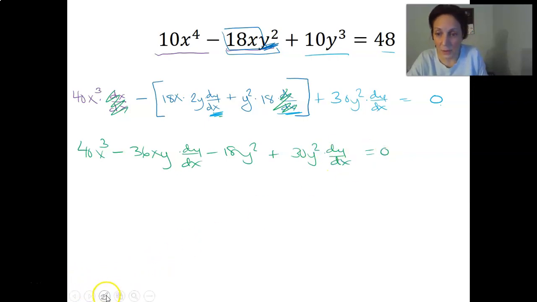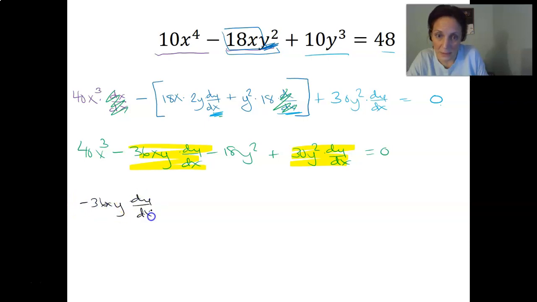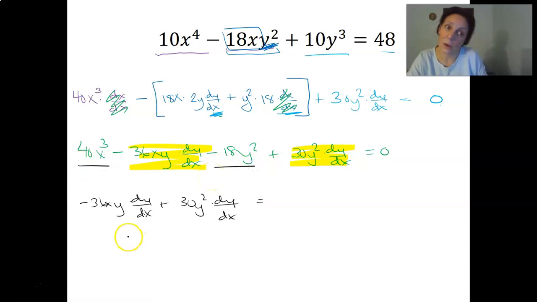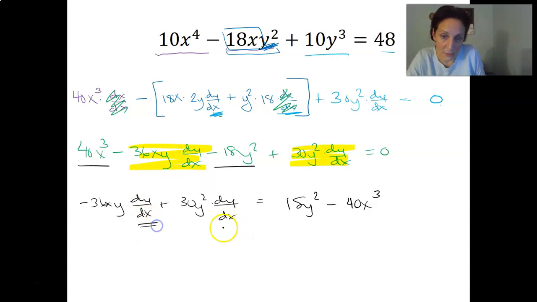Now, as I said before, what we want to do algebraically is find our terms that have dy dx in them. This guy and this guy. I'm going to leave them on one side, and I'm going to take the other ones to the other side. So I'm going to have a negative 36xy dy dx plus 30y squared dy dx on the left. And I'm going to take this 40x cubed and this minus 18y squared to the other side. So 18y squared minus 40x cubed. Now over here, I'm able to factor out my dy dx.